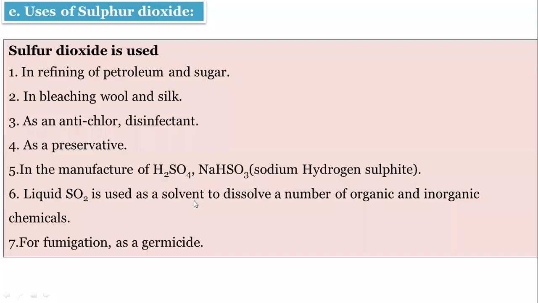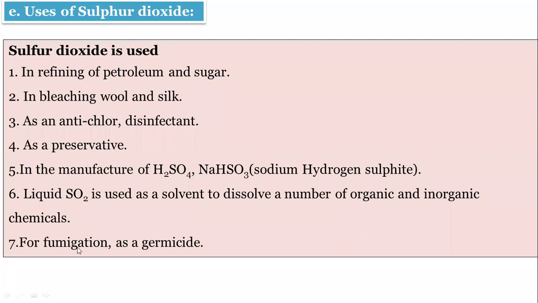Then the uses of sulfur dioxide I will explain very fast, because we have to complete the chapter tomorrow. Sulfur dioxide is used in refining of petroleum and sugar. It is also used in bleaching wool and silk. Bleaching, you know, is where the colored material is converted into decolorized. It is an anti-chlorinating agent, called anti-chlor, and it is used as a disinfectant. It is used as a preservative, in the manufacturing of H2SO4, and in the manufacture of NaHSO3, sodium hydrogen sulfite.